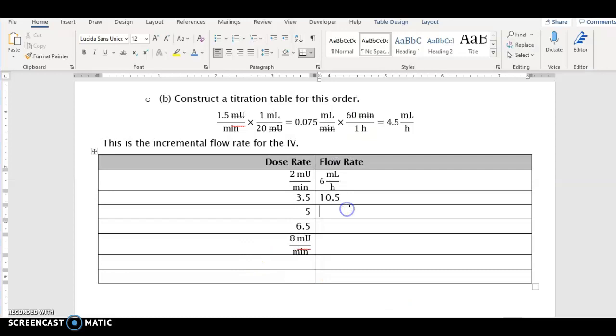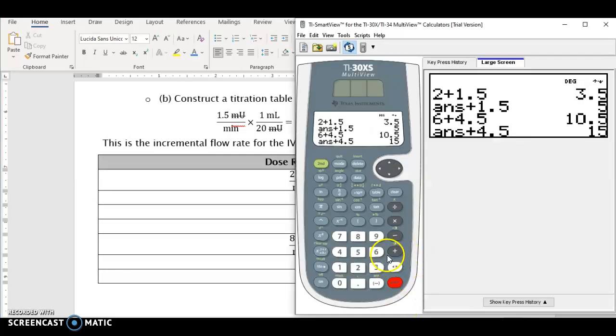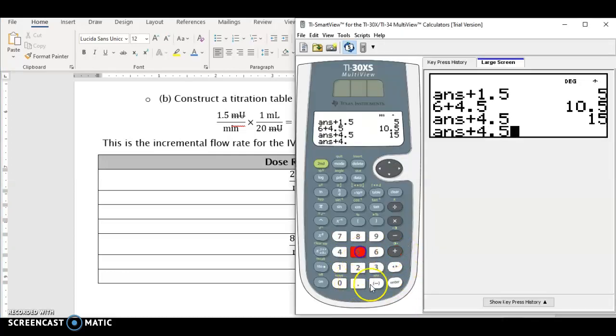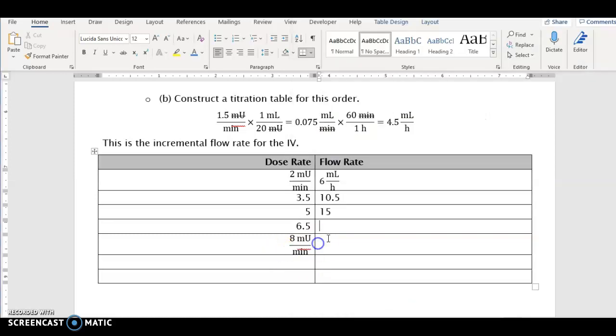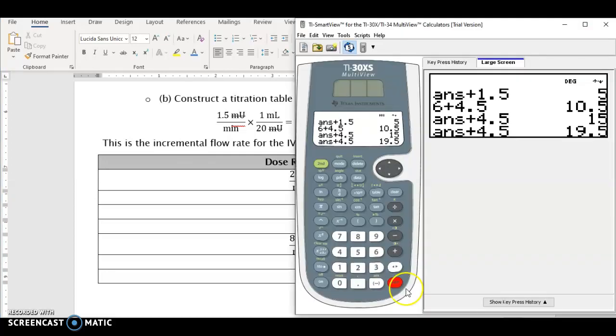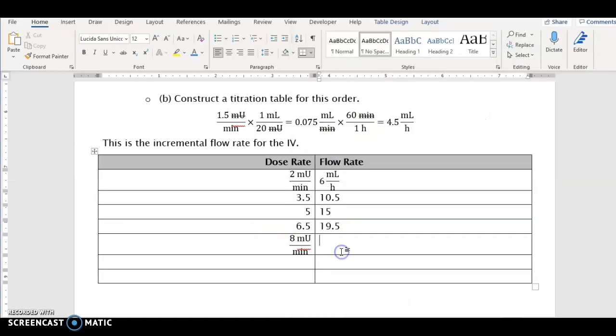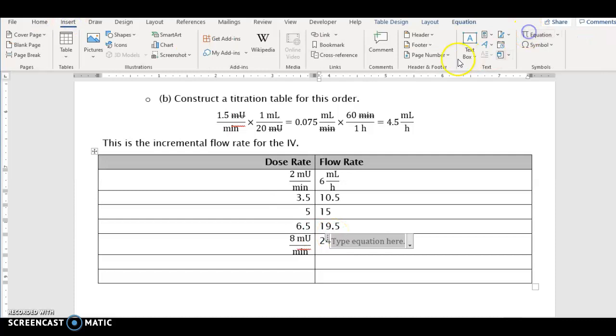The next setting on the pump would be 15 milliliters per hour. Then we add 4.5 again, so the setting after that would be 19.5 milliliters per hour. And lastly, the maximum setting on the pump would be 24, and we're not going to go beyond that. So 24 milliliters per hour would be the maximum setting.